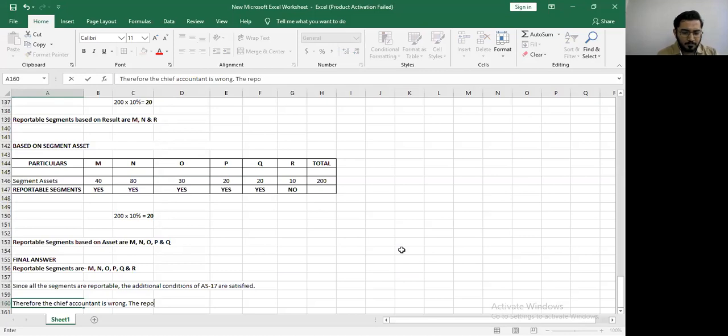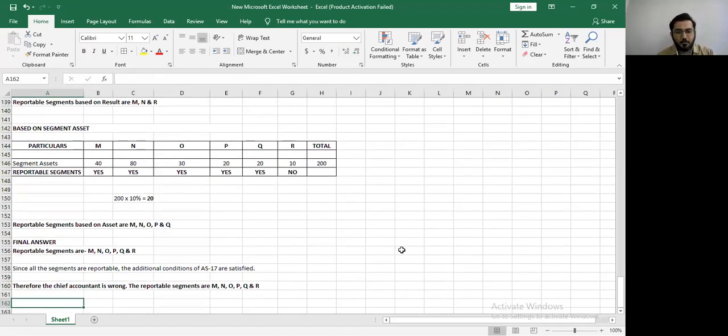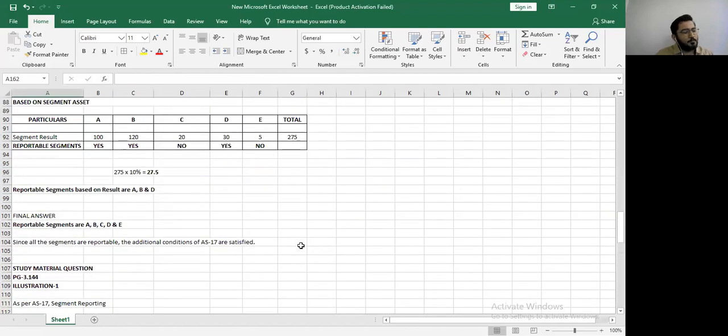The reportable segments are M, N, O, P, Q, R. All segments are reportable. Are you understanding? All segments are reportable. Right? That brings you to the end of your illustration question.